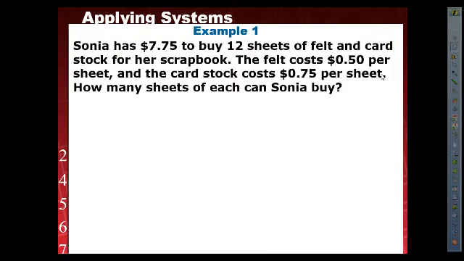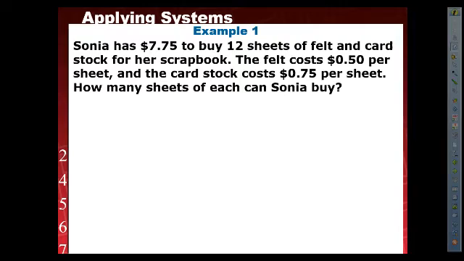It says, Sonia has $7.75 to buy 12 sheets of felt and cardstock for her scrapbook. And by the way, we have a new pass. Check this out. It's an actual pass, not a Post-it note. And by the way, check this out. May the 4th. Merry Christmas... Merry Force be with you. Is it definitely Christmas?